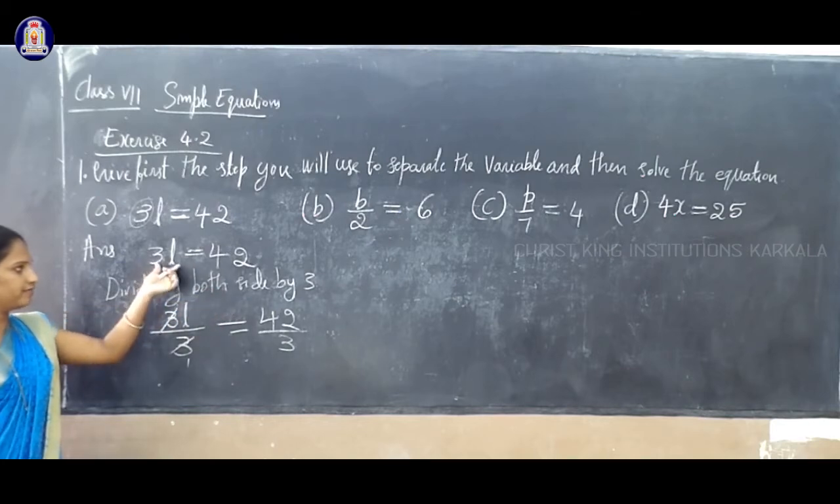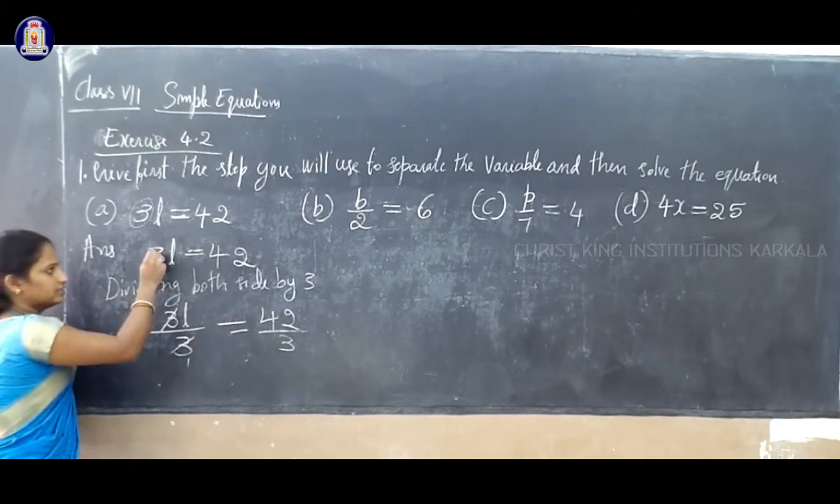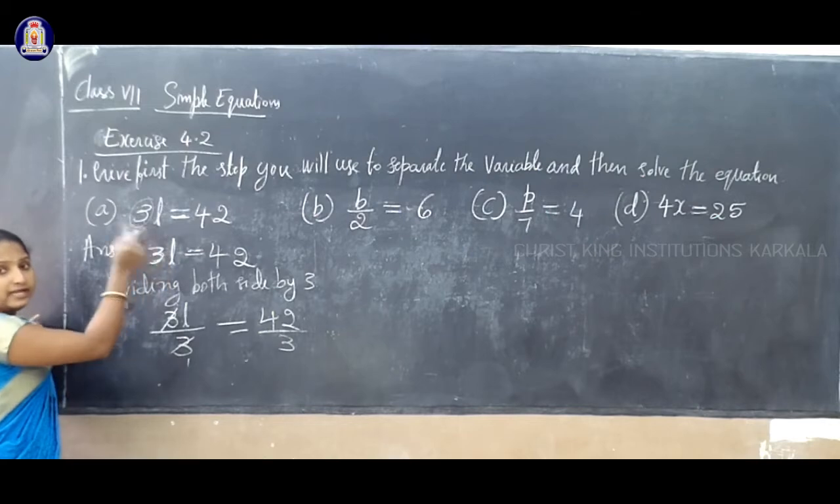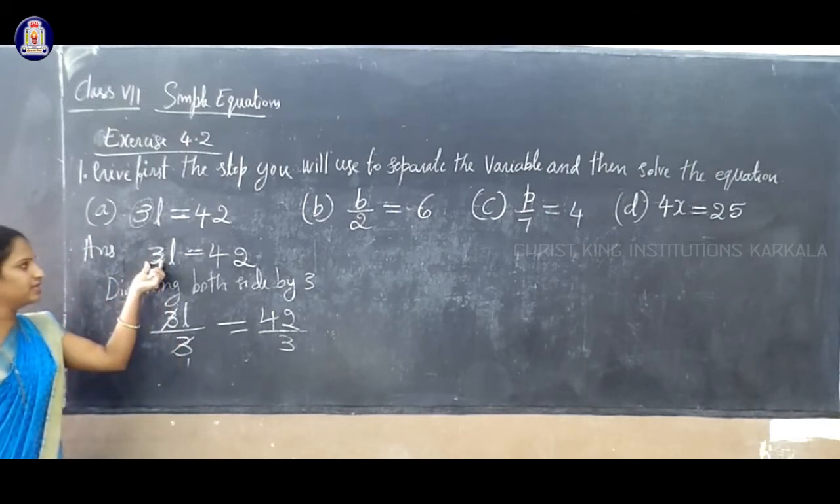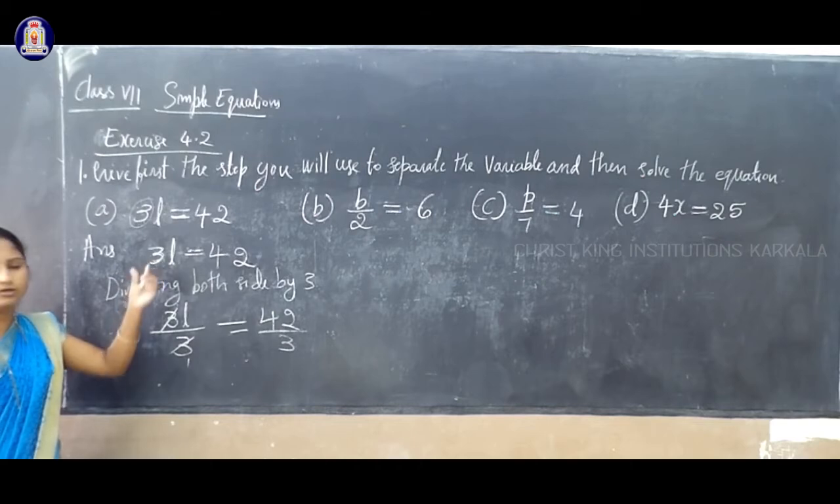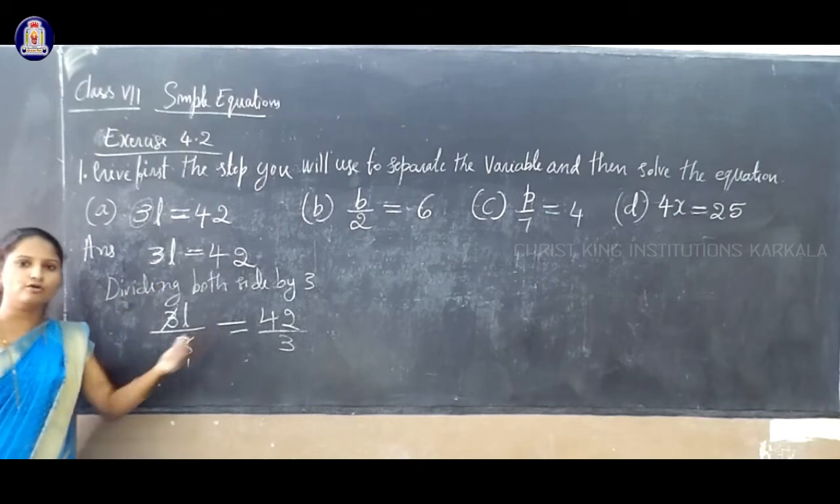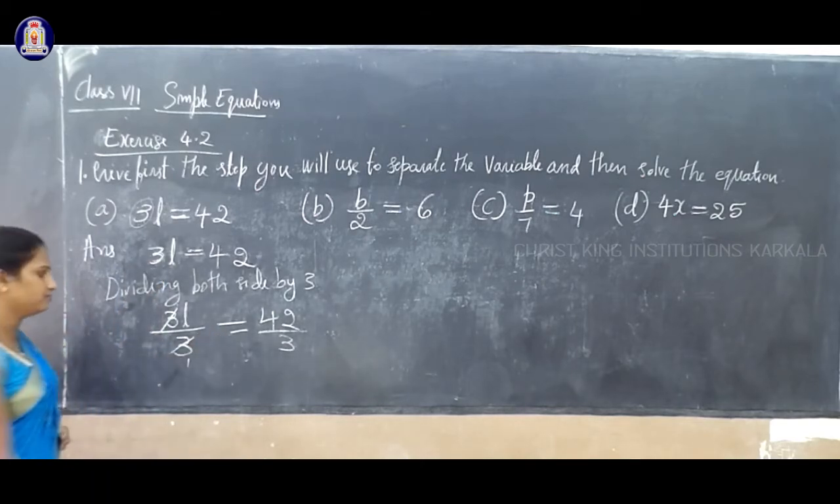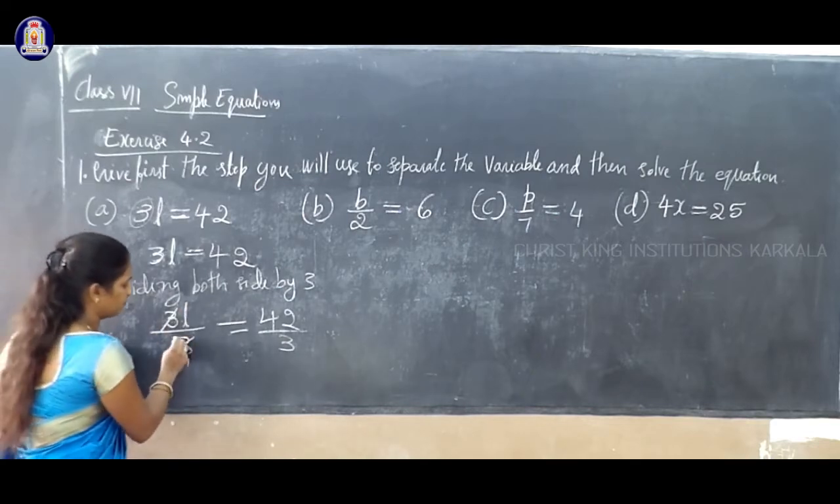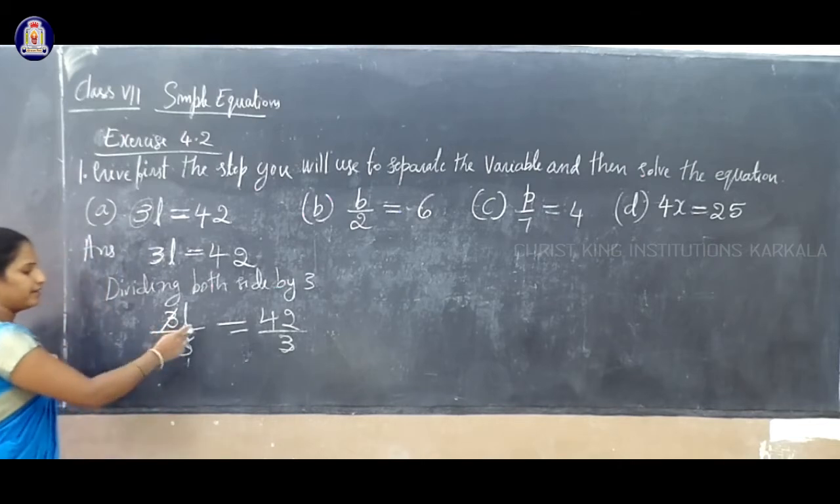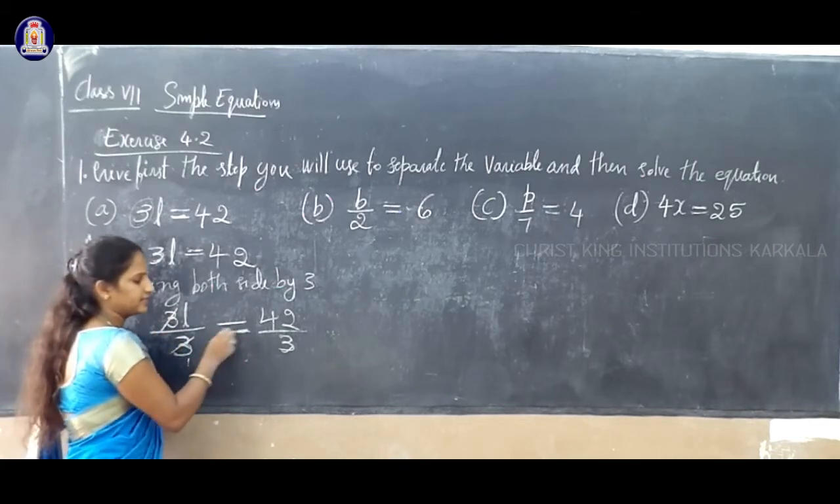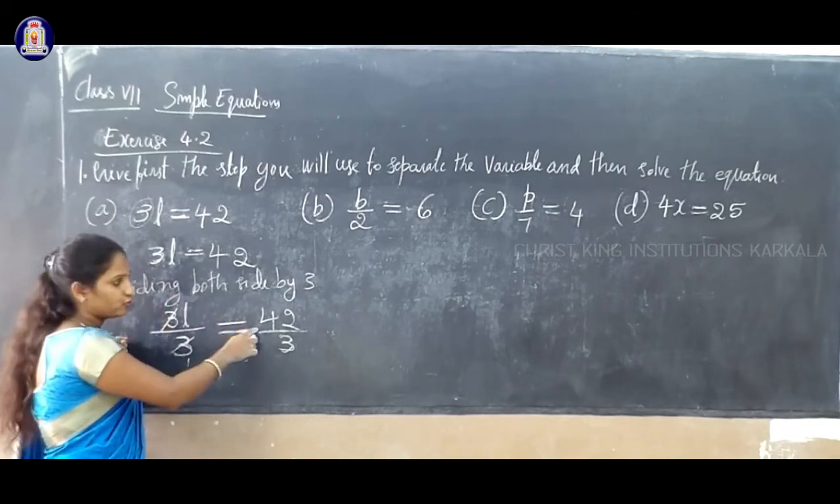So why are we dividing? Because the number here is 3, and 3 is multiplied, so we have to divide by 3. Clear? Suppose the number here is 4, then you have to divide by 4 on both the sides. Now here it is 3, so we divide by 3 on both the sides. See, 3L by 3, and on the right hand side it is 42 by 3.